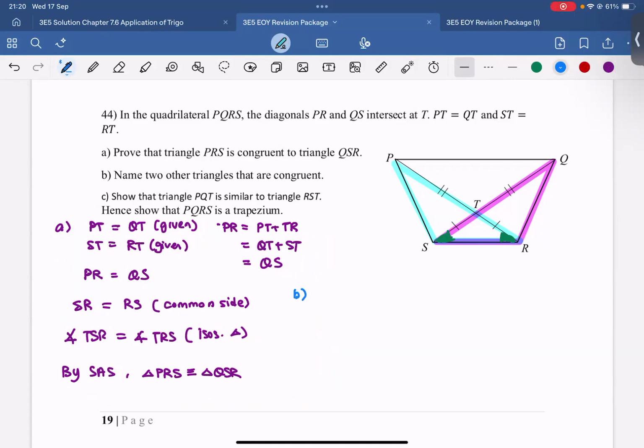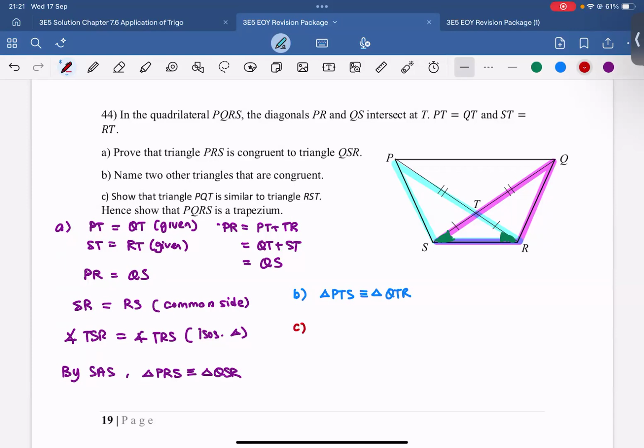Sir, for the isosceles triangle angle, must one use T? No, you just label anything as long as the angle is correct. Name two other triangles that are congruent. Triangle QTP and PTS, QSR, PTS and QTR. They never ask you to prove, so you don't need to prove.